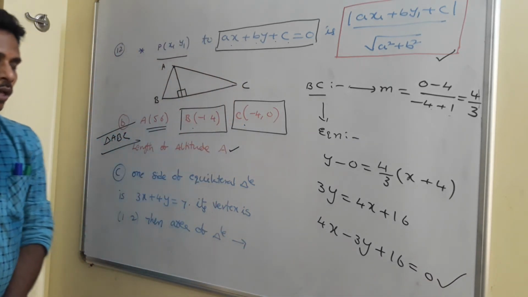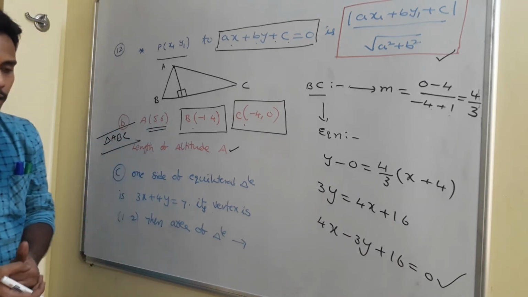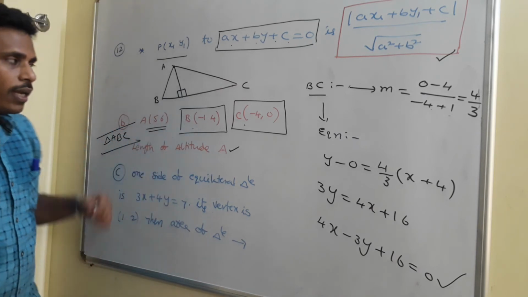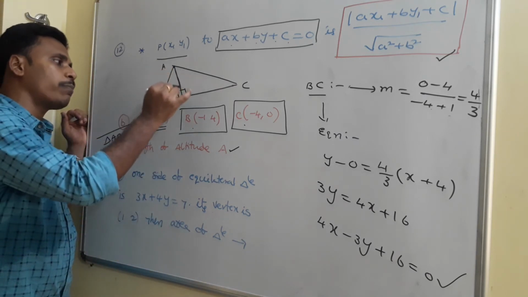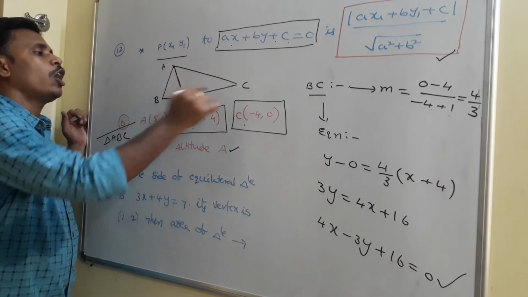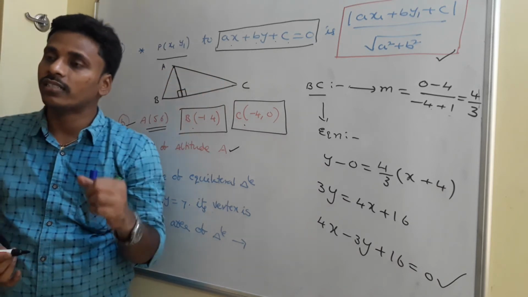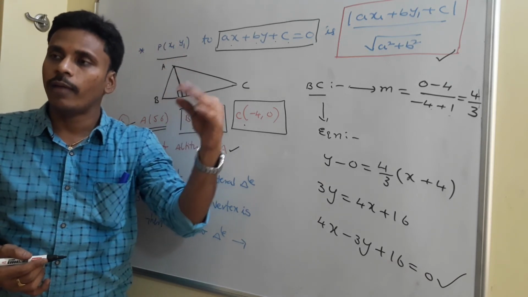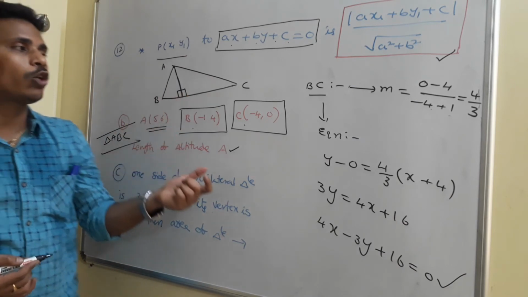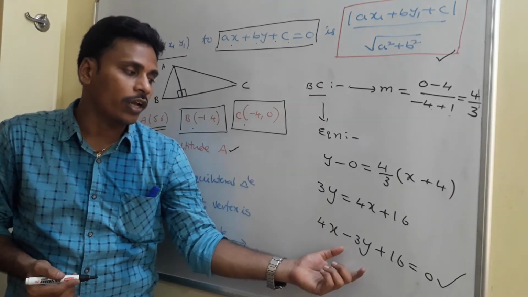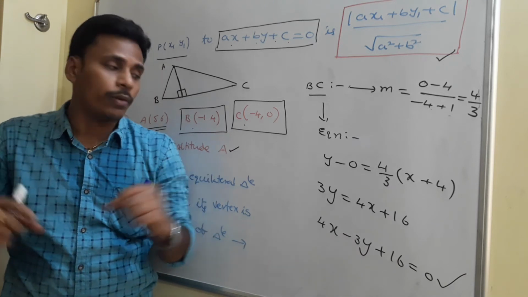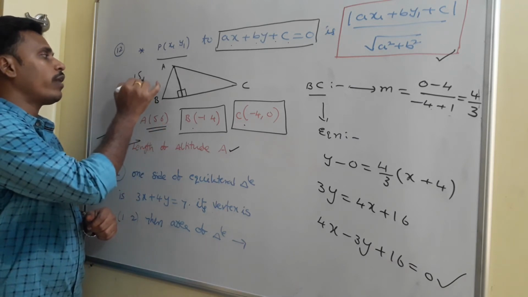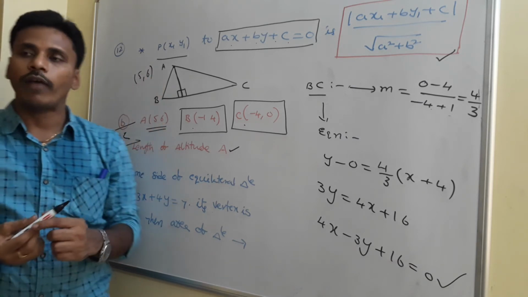Once again, I am repeating. The question is asking us to find the length of the altitude from the vertex A to BC. Right? So vertex A to BC means the length of the altitude is the perpendicular distance from vertex A to BC. To find the perpendicular distance from vertex A to BC, we need a point and the line. The point itself is A, and the line equation BC you need to find, and at the end, this is the equation of BC. So we have the equation of BC as 4x minus 3y plus 16, and the point A as 5 comma 6, and now we are going to find the distance.